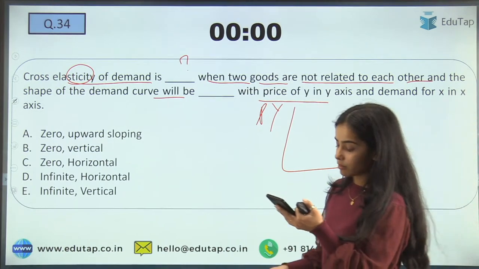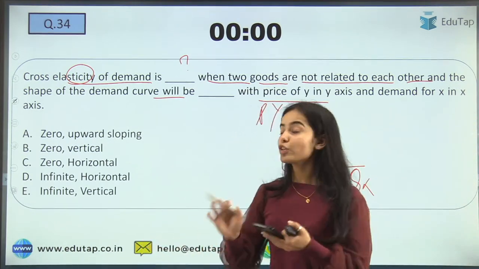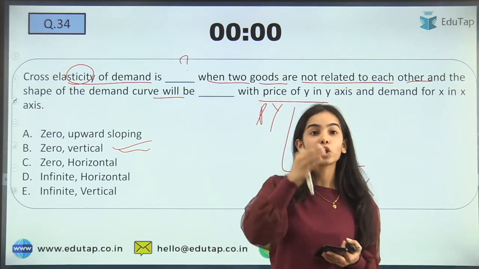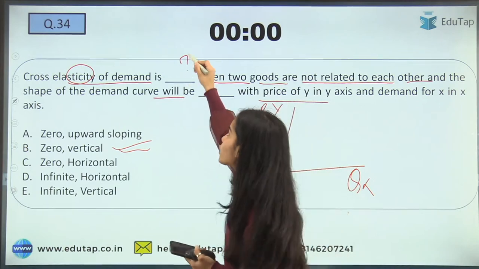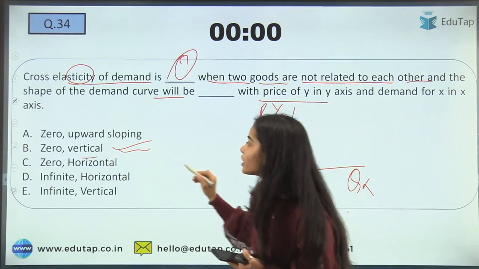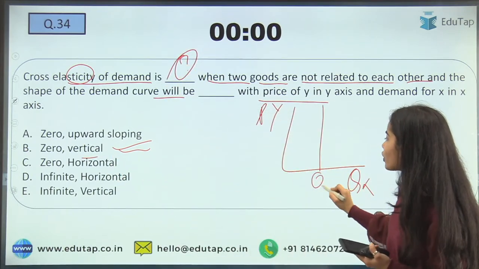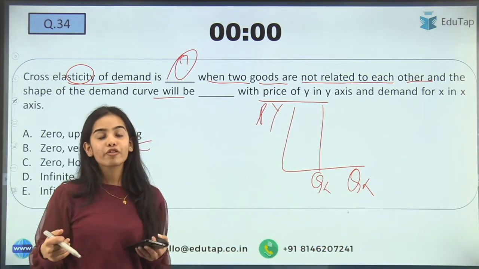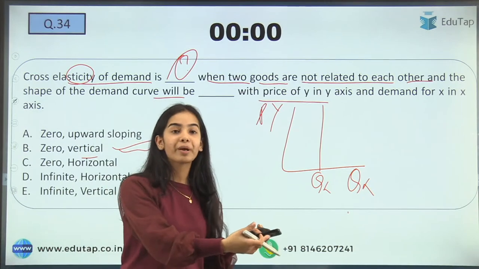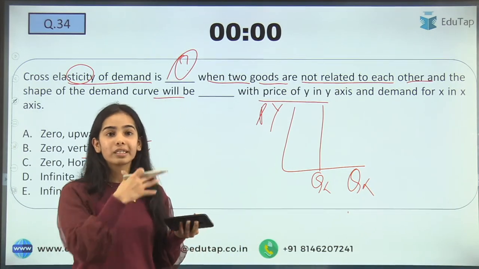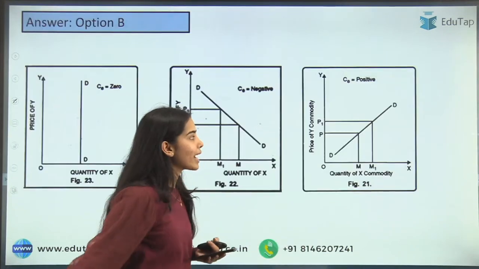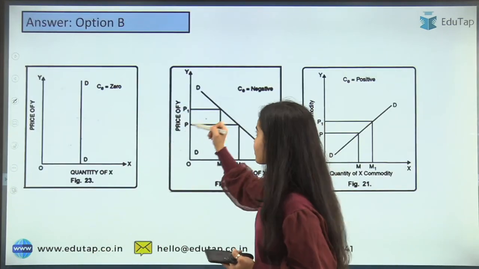Okay, B. Nilesh and Karan, you both are right. That is the right answer: when two goods are not related, there will be no cross elasticity. There will be zero cross elasticity and the curve will be vertical, because the quantity of X does not depend upon the price of Y. Like the quantity of cars depends upon the price of petrol, such a relation is not here. The quantity of X is not related to the price of Y, and that's why it is vertical.